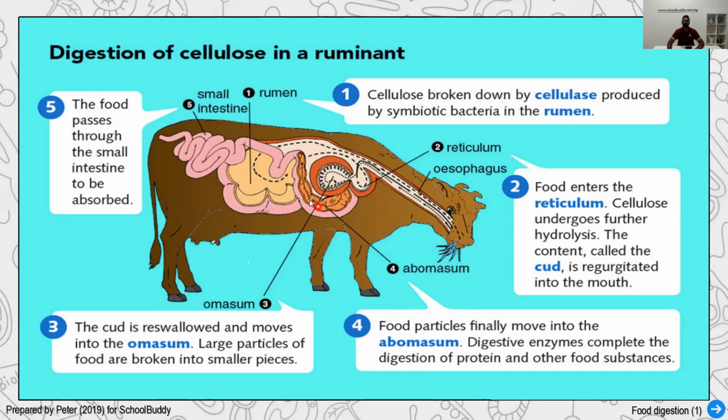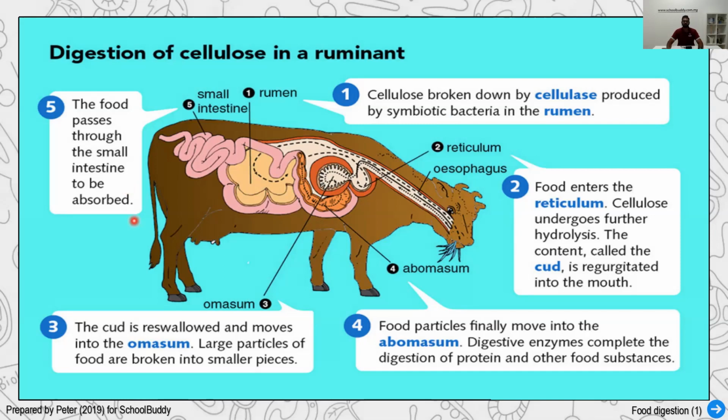And then the food goes to the next part, which is the omasum, and is broken down into smaller pieces and goes into the abomasum. Digestion by enzymes takes place, and then the food finally reaches the small intestine. Nutrition is absorbed, and finally waste is released. So this is a very diagrammatic way to see how a cow is digesting the grass that it takes in.